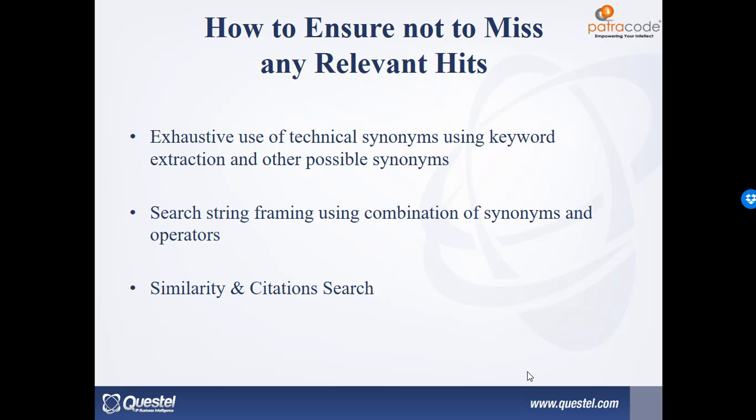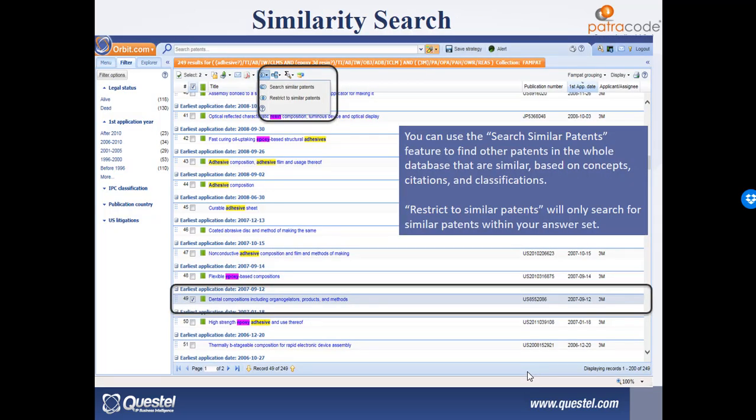And third is the similarity and citation search. This is what I really prefer everyone to perform after you have screened down your results and found out which references are relevant. Once you have screened down that, okay, these are 10, 20 results which are relevant to me, then after that you do the similarity and citation search. The similarity search, I think, Kavita, you are the best person to explain that.